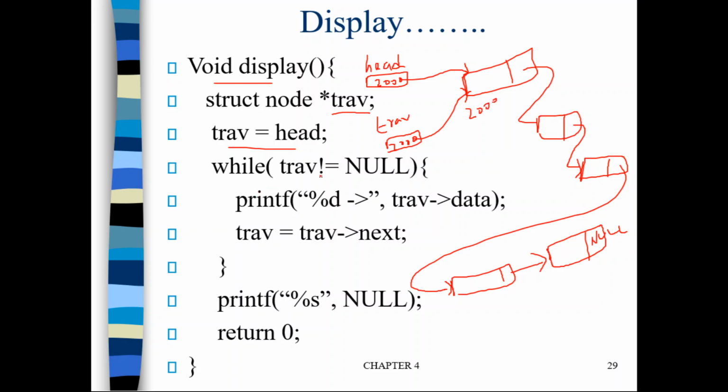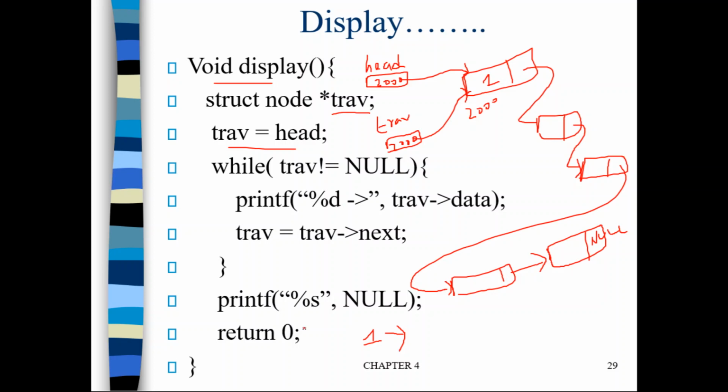While traverse not equal to null, printf %d traverse arrow data. Is traverse null? No, it's not null. So then we do printf %d traverse arrow data. What's the first data here? Traverse is pointing to the first node, so what is its data? 1. So it will display 1, followed by this arrow mark, meaning the first node is going to point to some other node.